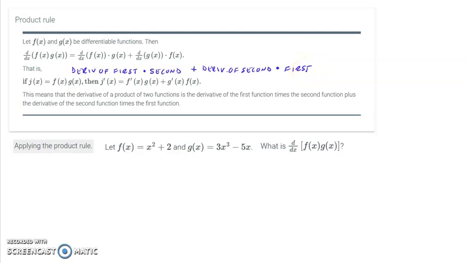Alright, so let's go ahead and take a look at our example. We're going to find d dx of f of x times g of x. Alright, so we want the derivative of our first function. So the derivative of f of x. Alright, we can use our power rule here. This is going to be 2x plus 0. Right, the derivative of a constant, in that case the 2, is going to be 0.